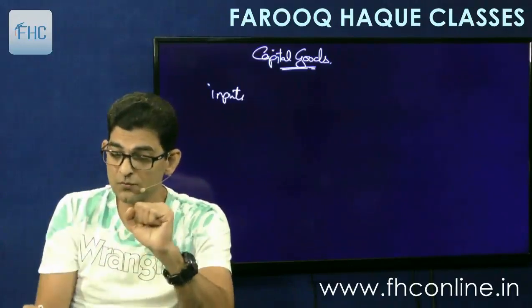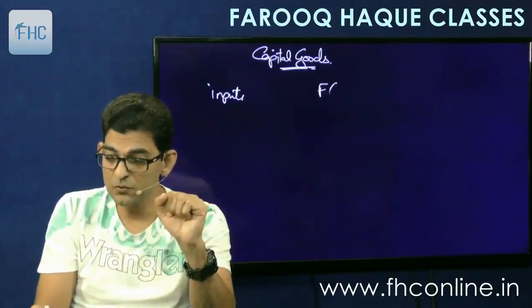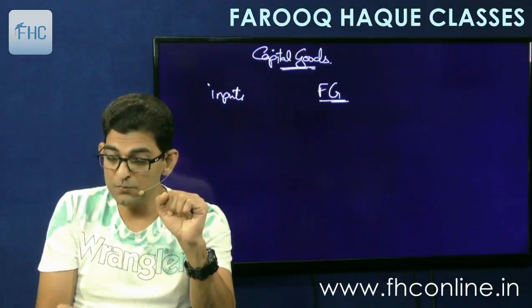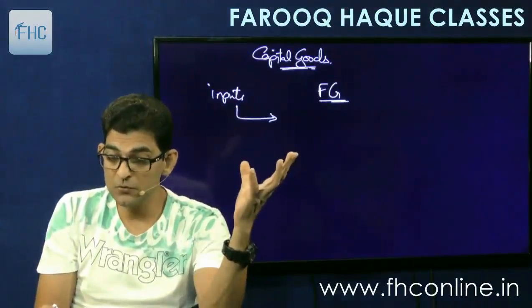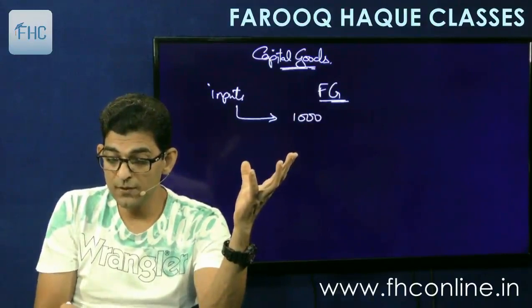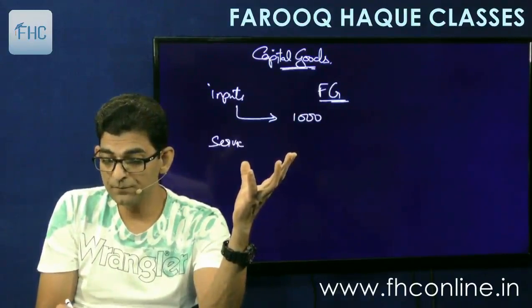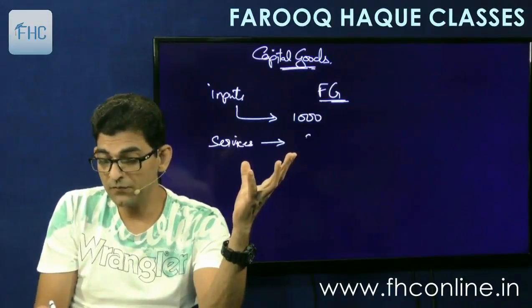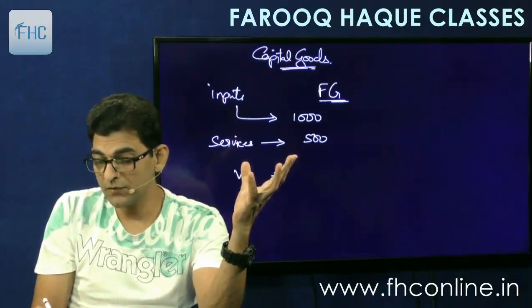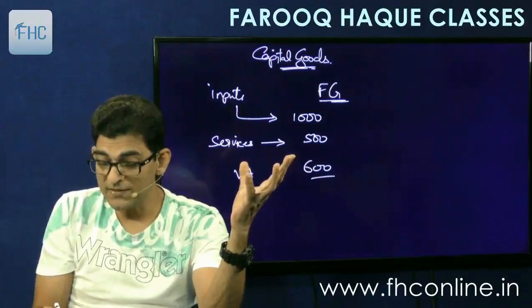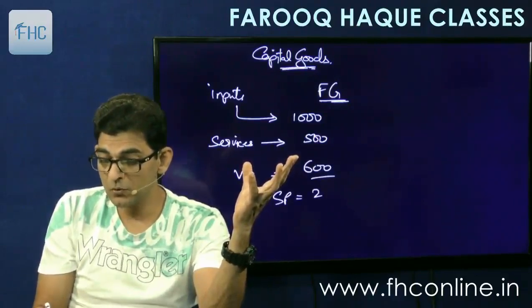Now in inputs what happens is, like raw materials and input services, they become part of my cost. So these are my inputs and this is my finished goods. So inputs become part of my cost. If I am costing my finished goods, the inputs are of say 1000 rupees, then input services are also there, another say 500 rupees, and then there are value additions of another say 600. So my sale price becomes 2100.